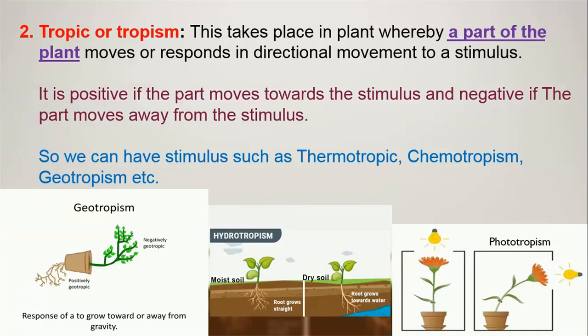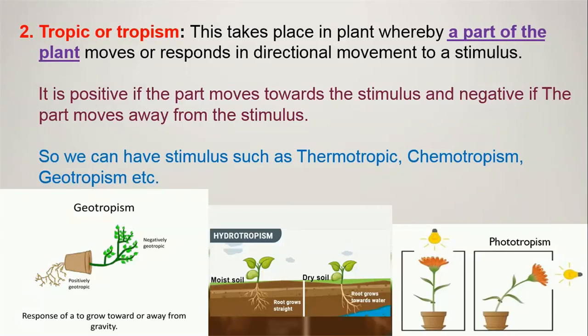We have the first one, tropism. Okay, here we are seeing the roots of a plant moving downward in response to gravity, so we call it positive geotropic. Now the shoot is moving away from gravity, so we call it what? Negative geotropic response. We also have hydrotropism.